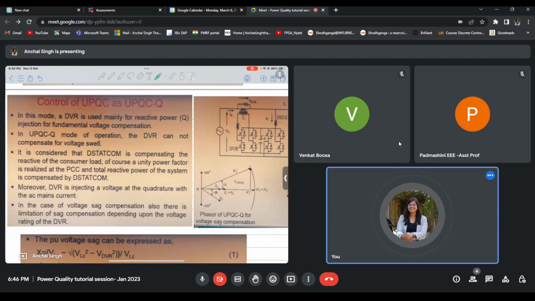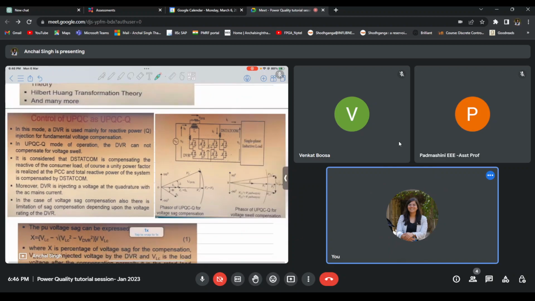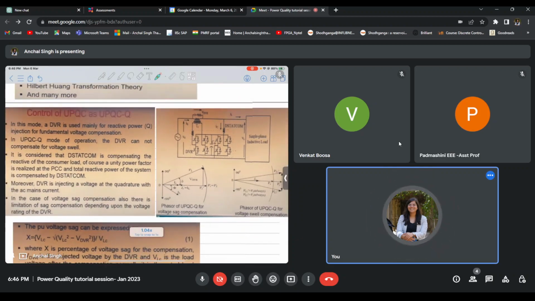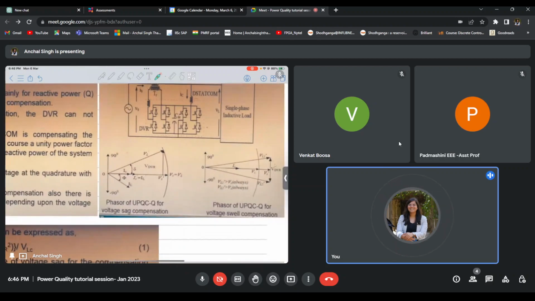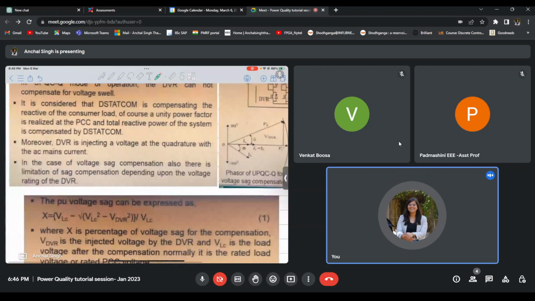And in this case, the purpose of DStatCom is to do unity power factor correction, and DVR is in charge of taking care of the voltage regulation. In this case, voltage sag compensation. Also, there is a limitation of sag compensation depending on the voltage rating of the DVR. So this is the phasor that we had already looked at. Because of this phasor, we know that UPQC-Q is not able to take care of voltage swell. It can only take care of voltage sag.